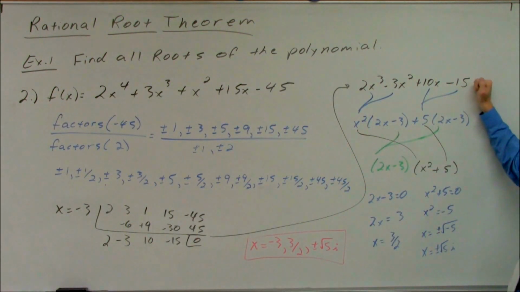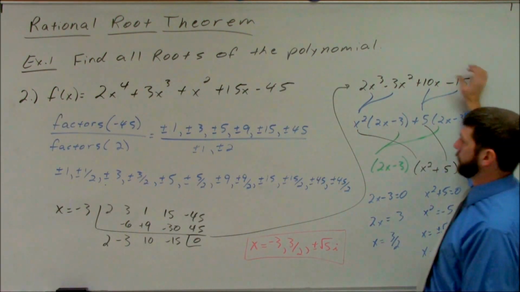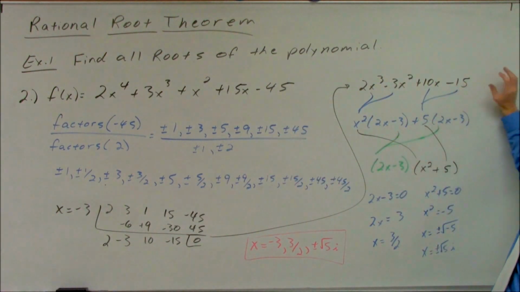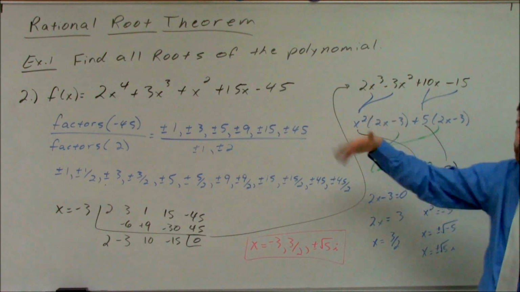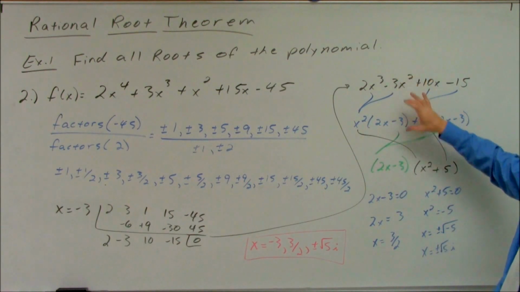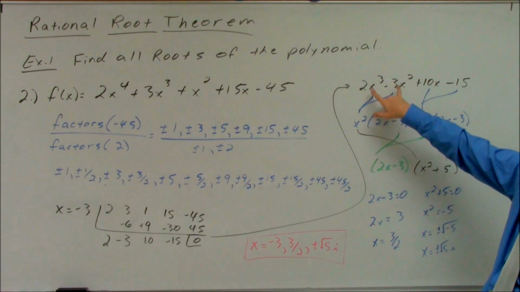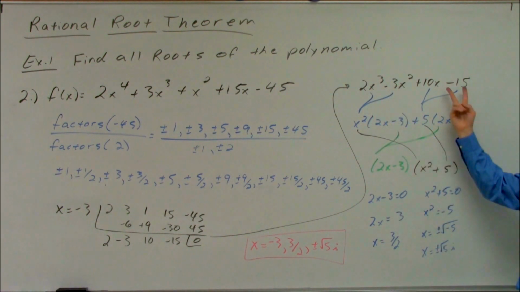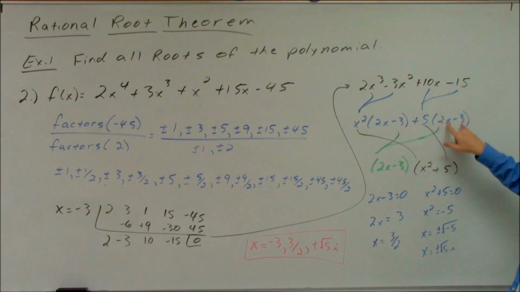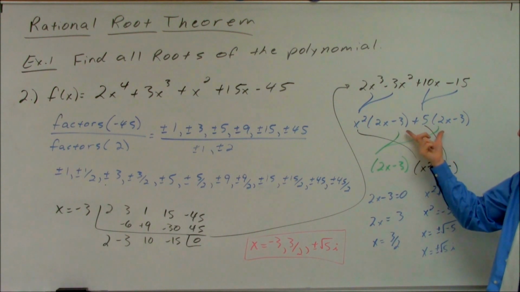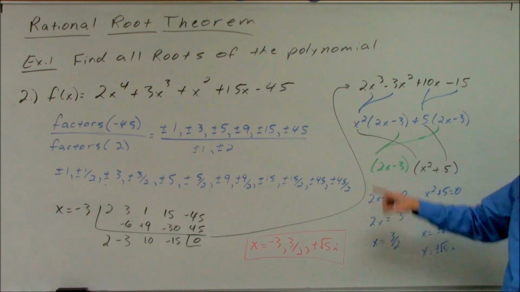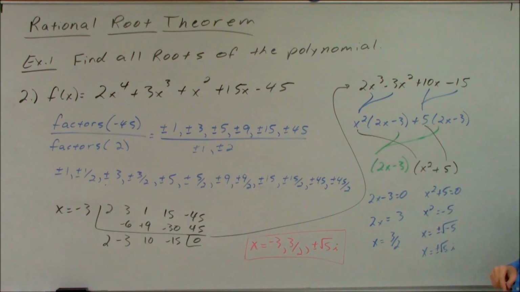Now this cubic is different from the last one, where we had to modify our possible roots list and start the process over again. This one actually will factor by grouping. So x squared comes out of the first 2 terms, leaving you 2x minus 3. 5 comes out of the second 2 terms, leaving you 2x minus 3. So that 2x minus 3 is your common binomial, and you're left with an x squared plus 5.